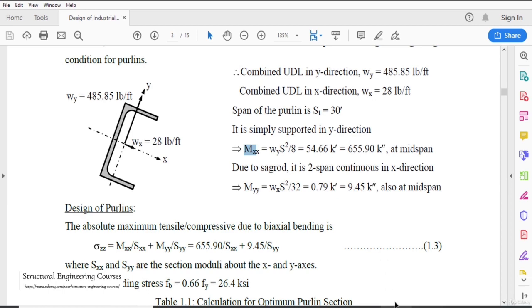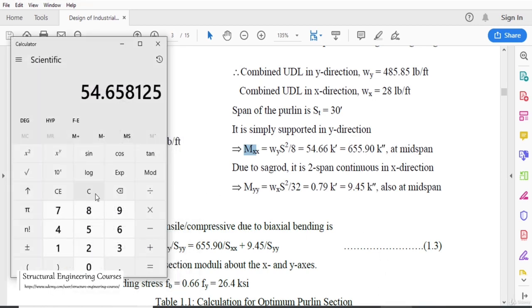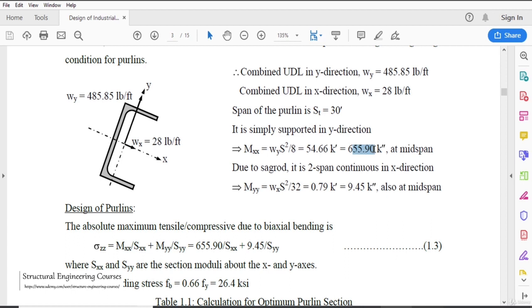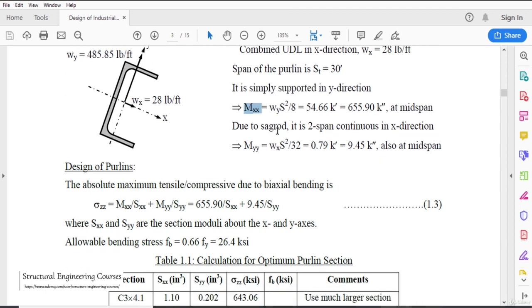So what the author had done is that he had multiplied this value by 12, as 1 foot has 12 inches, so it comes out to 655.9 kips inches. So the bending moment unit is kips inch. Similarly, we can calculate the bending moment due to sag rods also.